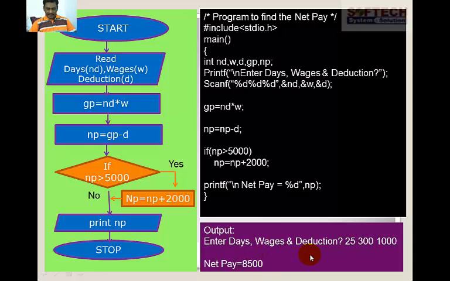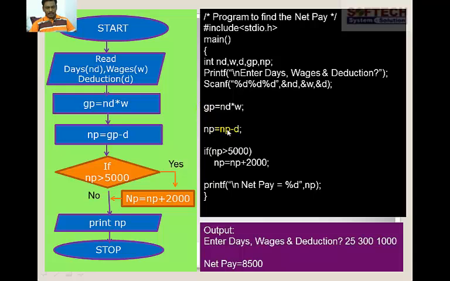We take another value. That is, instead of 25, just we put 10. Here, in the previous example 25, we replace the 25 by 10. So the new value of ND, we give input 10, 300, 1000. So what is the GP? 10 into 300, 3000. What is the net pay?